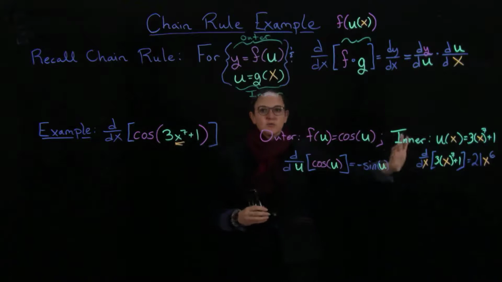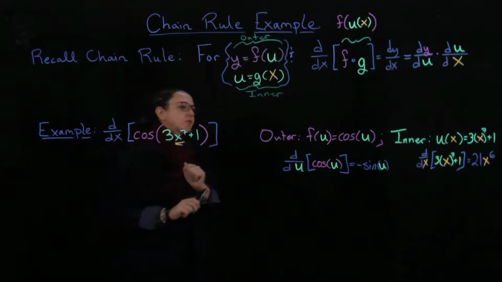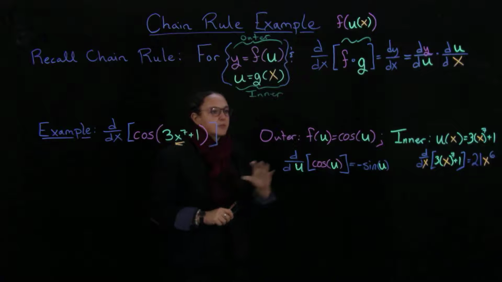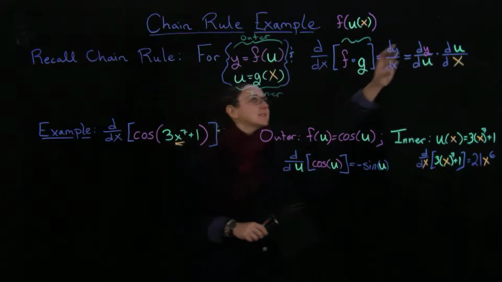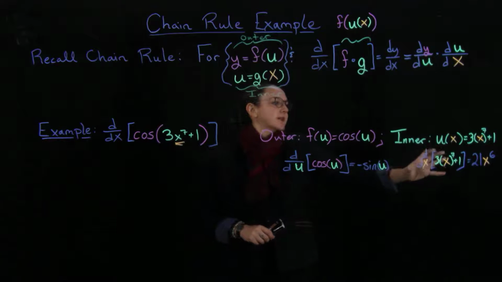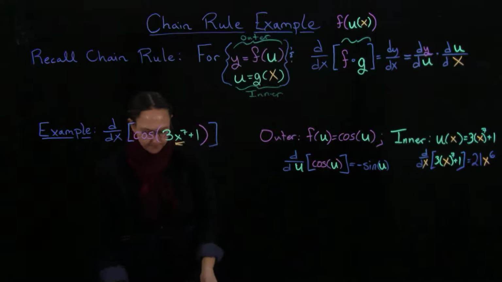Great. So now I have those to work with. So I look over here, and what am I supposed to do? I'm supposed to take really the product of these two things, right? This derivative here is the same as that one. This derivative here is the same as that one. So let's just kind of write this out.